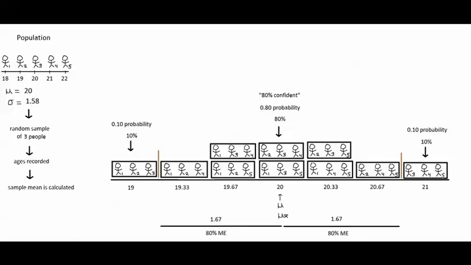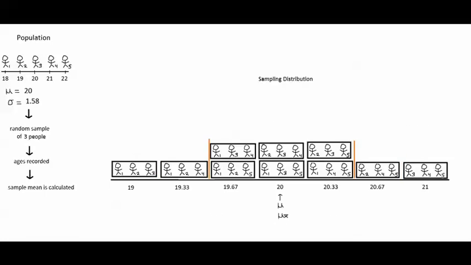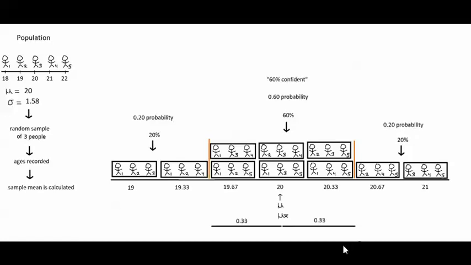If I want to find the 60% margin of error, all I have to do is mark off the middle 60% and find the distance to the 2 boundaries. In this situation, the distance is 0.33, so the 60% margin of error is 0.33.